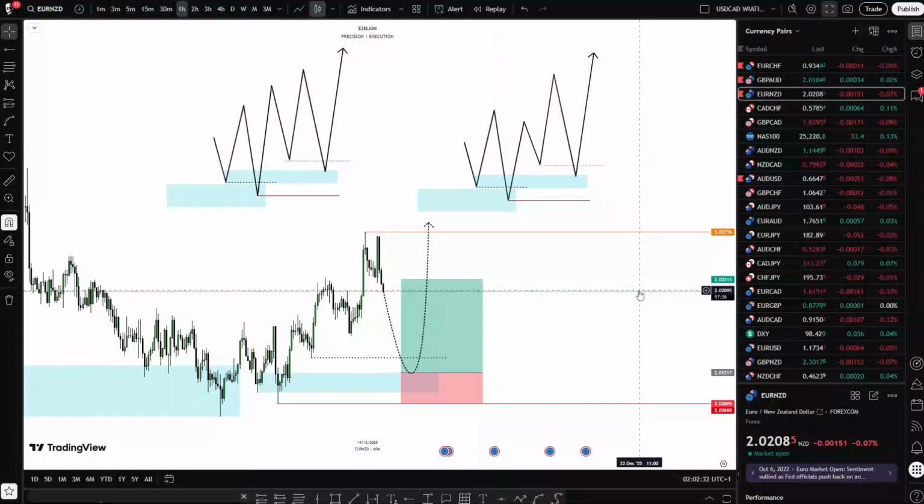Good morning. So this is the setup we are looking to take for the coming week. Starting from US UNCD, that is the first trade I think is about to play out.